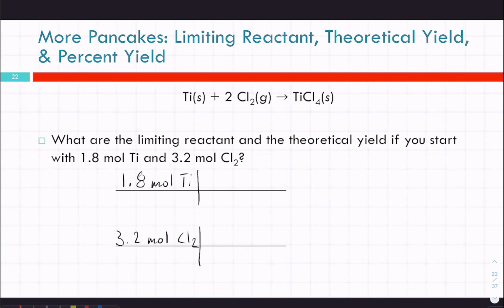Be brave. That's okay, I never spoke up in class either. Titanium chloride to titanium is going to be 1:1. Right? Both of them have a coefficient of 1. So we can make 1 mole of titanium chloride with 1 mole of titanium. So the yield there, very easy to calculate, 1.8 moles of titanium chloride.